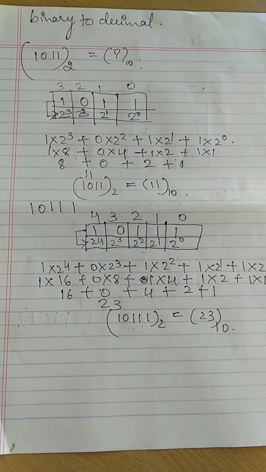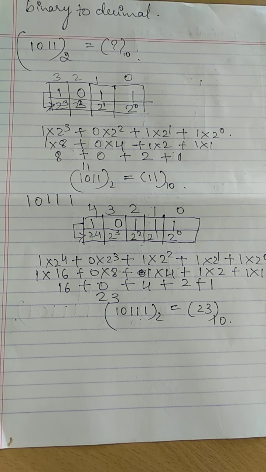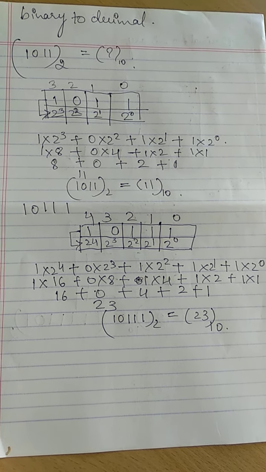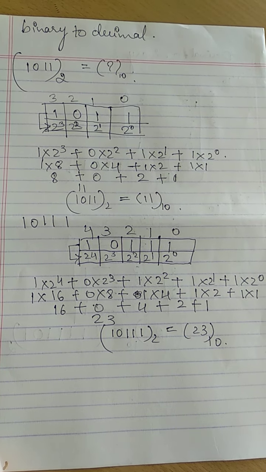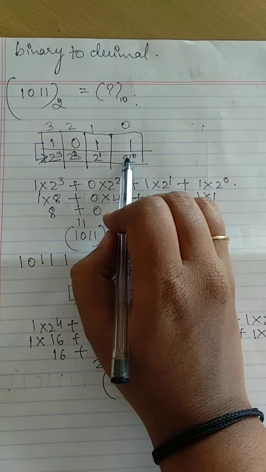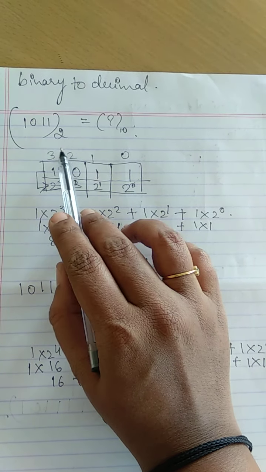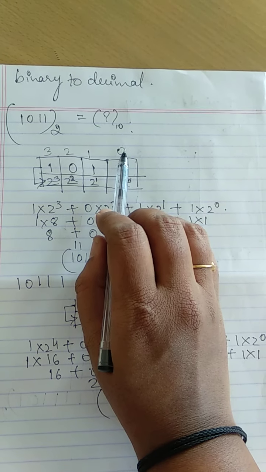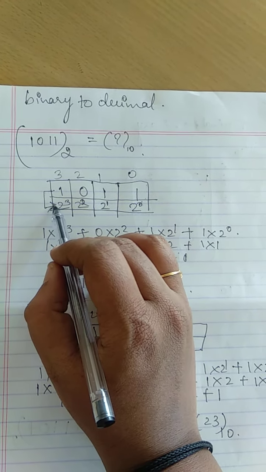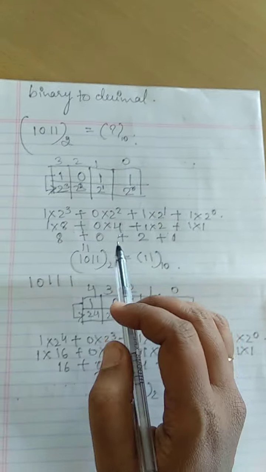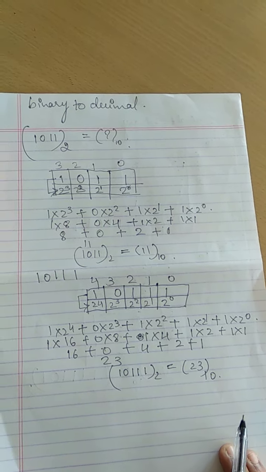So what we are doing here, first we have to understand the concept that binary consists of weightage values. Each position of the digit has some weightage value. Those weightage values have to be written from right to left. Then they are multiplied with these numbers. Then we'll get the answer in decimal.